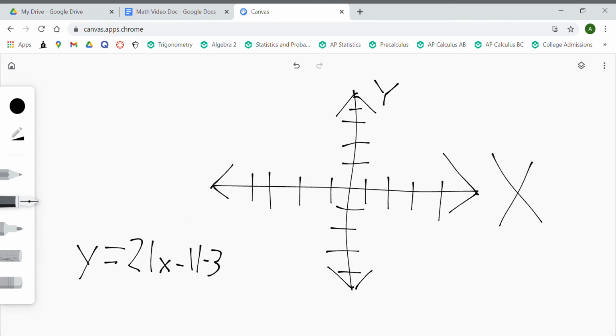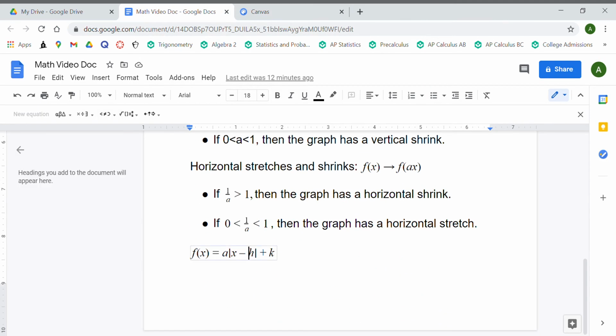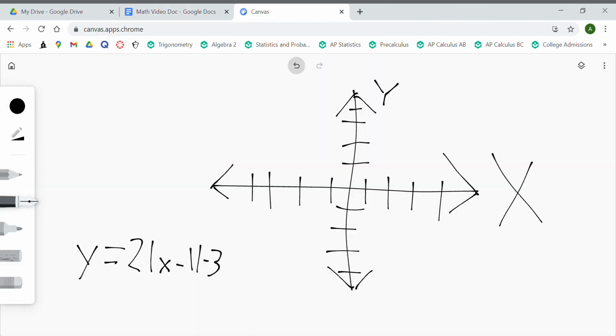What do we do, you ask? Well, I would suggest trying to write down the constant values using this equation right here. So identify the a value, identify the h value, identify the k value. What does all of it mean? And then graph it.